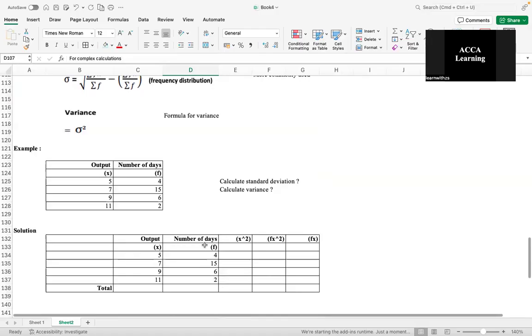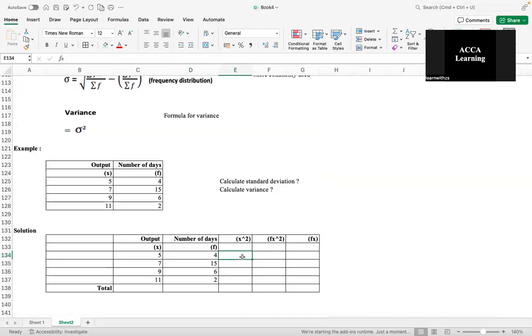You just have to segregate this into the parts of the formula. So let's first find out X square. What is X square? 5 into 5. That is your X square. So same thing would happen for all of them, correct? Then you need something known as your F into your X square, as asked in the numerator of your formula. So you do that. And then you want your Fx, normal F into X.